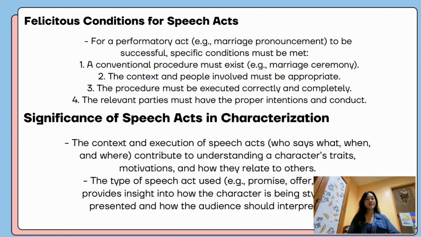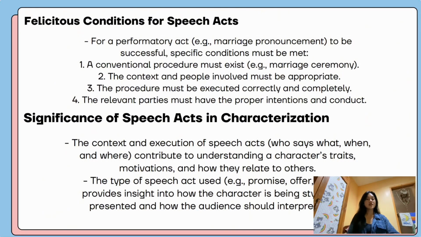The significance of speech acts in characterization. This refers to how the way characters speak, what they say, how they say it, and the context in which they speak reveals important aspects of their personality, motivations, and relationships with others in the story.